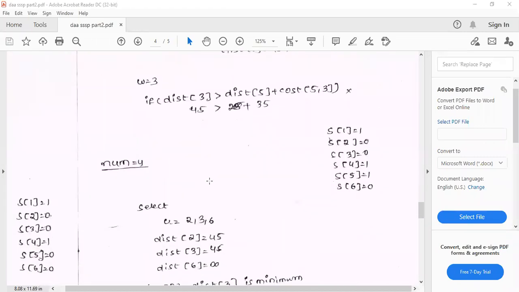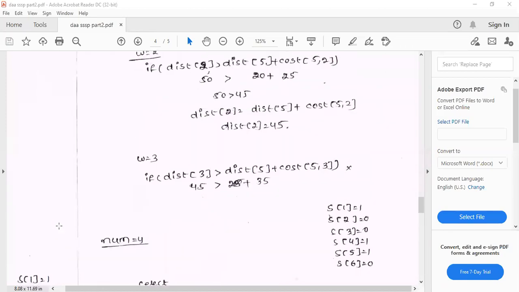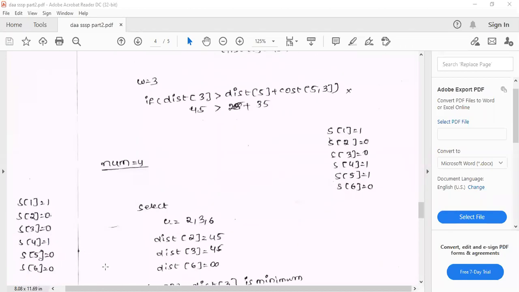After updating, S1 is already visited, the source vertex; S4 is visited; S5 is visited. S2 is not visited yet, S3 is not visited. So select the next nearest vertex.